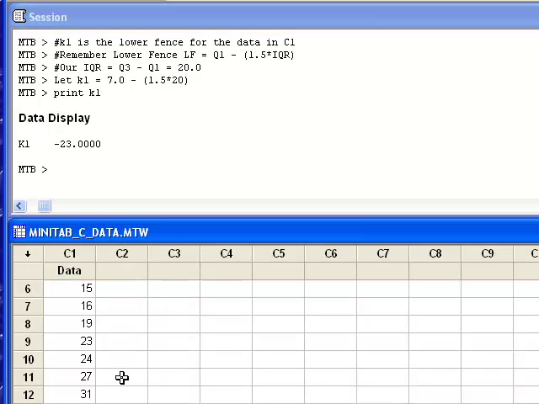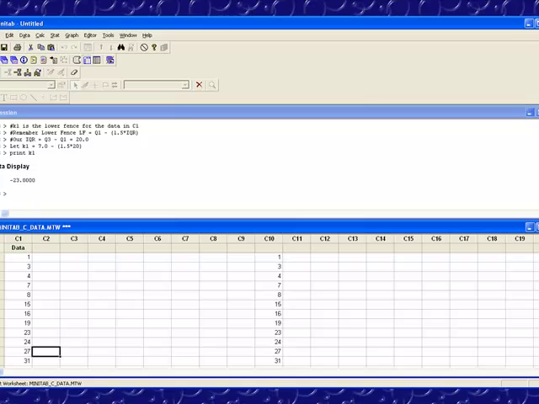Is any of our data here smaller than negative 23.00? No, it's not. So 1 is the smallest data value, and that's much greater than negative 23. So we have no outliers in the lower half of our data. Now we have to look at our upper fence and see if we have any outliers on the right-hand side of our data.